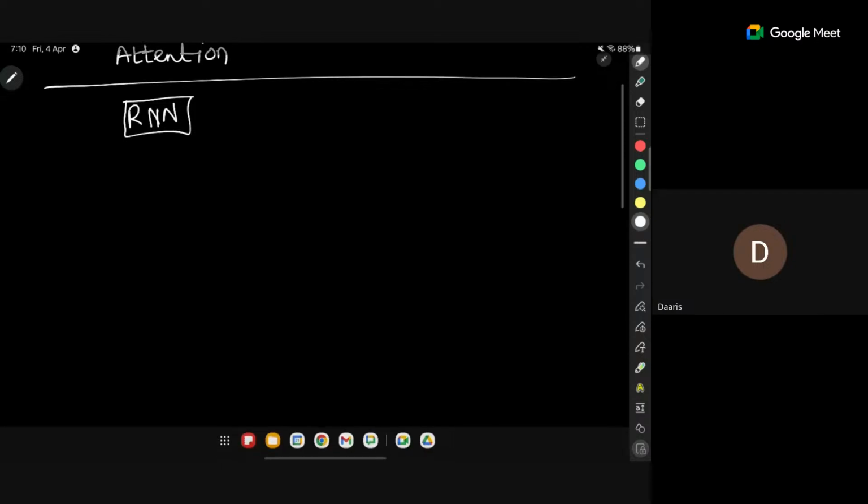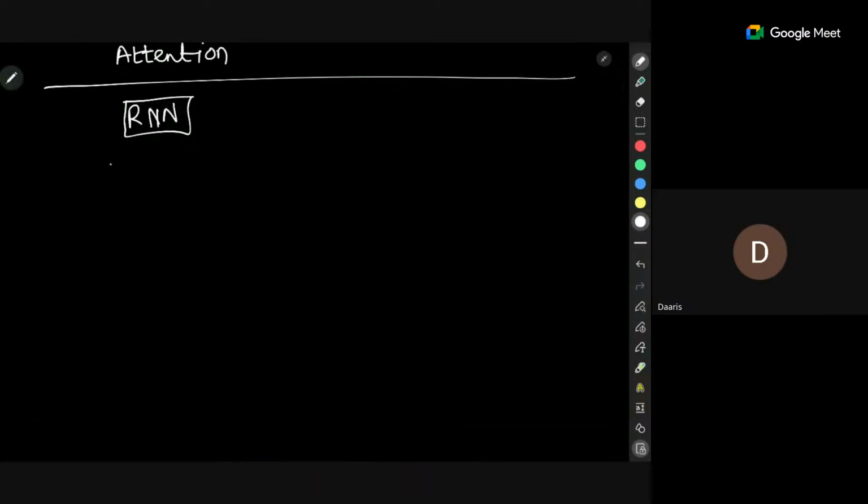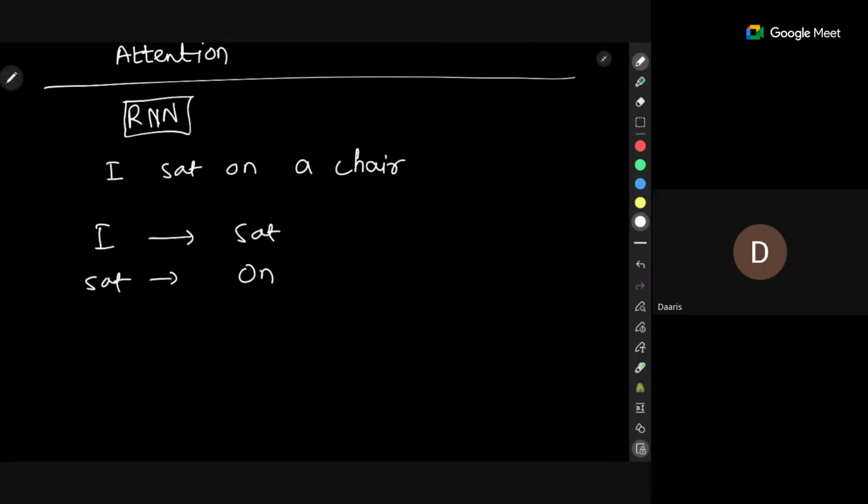Let's say we have sentences like I sat on a chair. This is a sentence, and I have to predict the next word. If I give I, then the prediction would be sat, and if I give sat, then the prediction would be on. So this is kind of my train and test set you can make. If I give one hot vector of this I, then it should predict sat, right? So that is the problem that we are dealing with, and we want to predict the next word. Next word prediction is the task here, right?